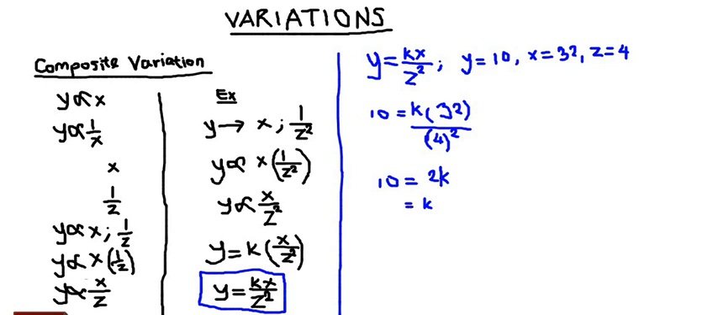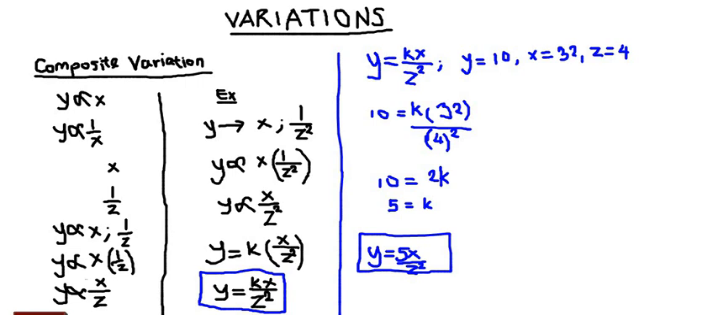So the constant of variation k will be equal to 5. We divide both sides by the coefficient 2. So we can rewrite the equation with the value of k, so that we say the equation is now y is equal to k is 5, so we'll have 5x, y will be equal to 5x over z squared. Okay, that will be our equation of variation.